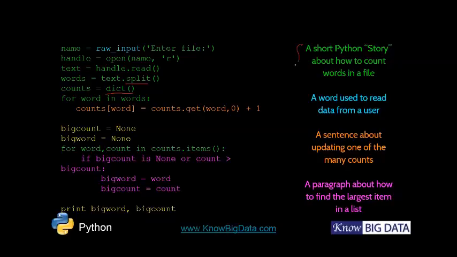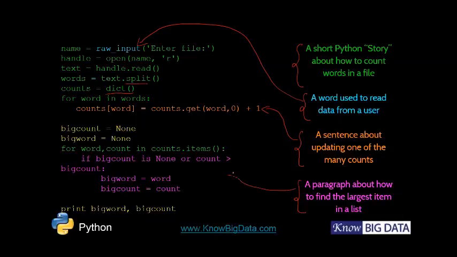Right? And the green part says a short Python story about how to count words in a file. A word used to read data from the user. Where is the word? The green one. You see, this is the word which will be used to read the data from the user. The orange one, what does this say? A sentence about updating one of the many counts. So this is the sentence which will be used to update the count at a given point. Right? This now in violet is a paragraph about how to find the largest item in a list.